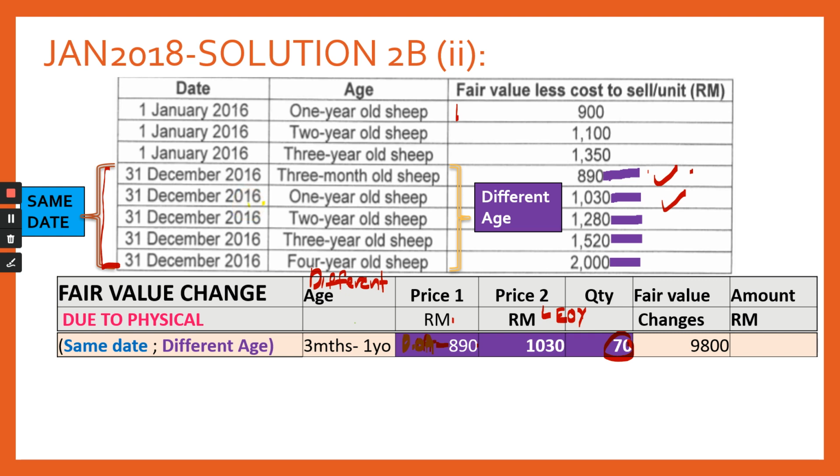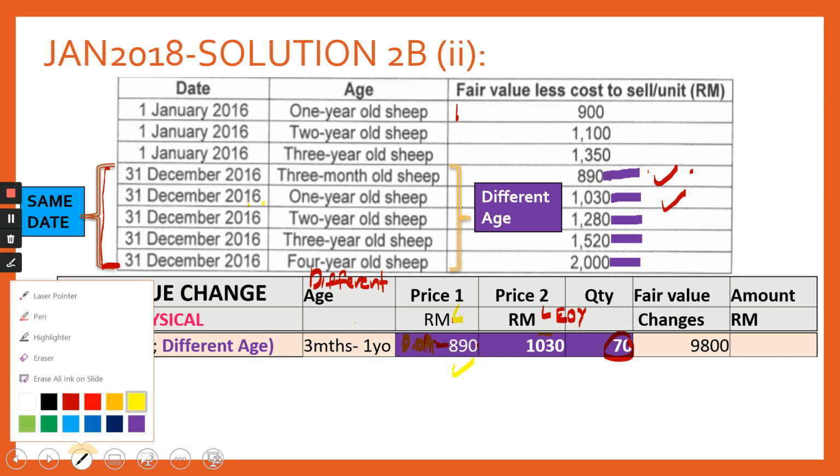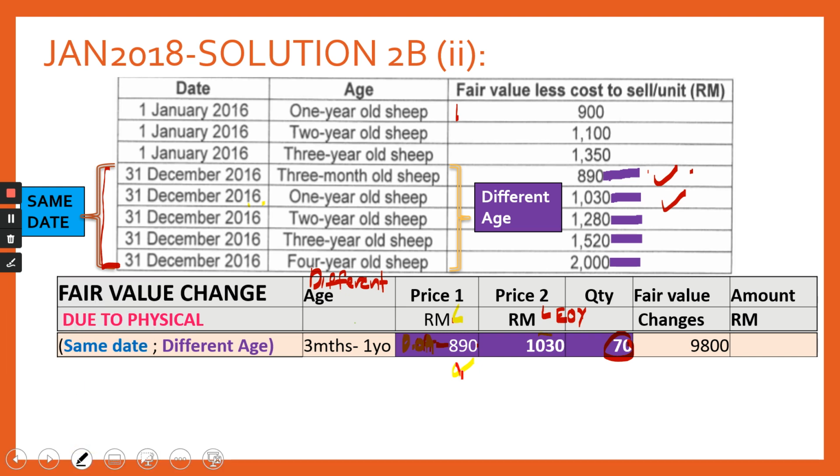31st of December, it becomes 1030. So 1030 at the end of the year versus 890 also at the end of the year, but for 3 months. This is the price for the 3 months. This is the price for the 1 year old, because we are talking about physical transformation. So the price is still at the same date, only the age will be different.